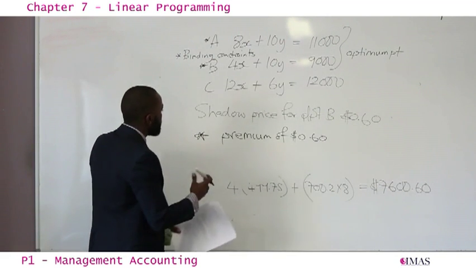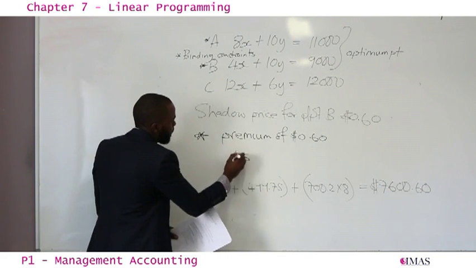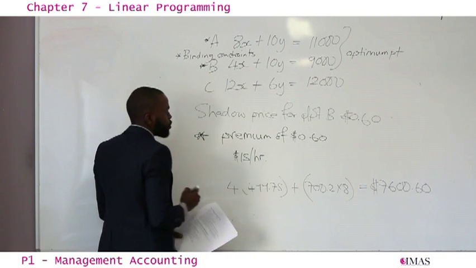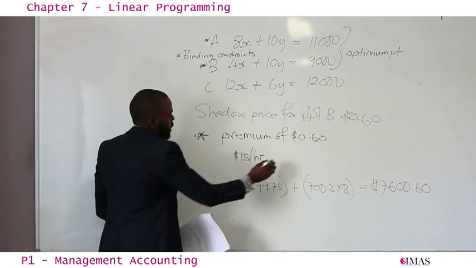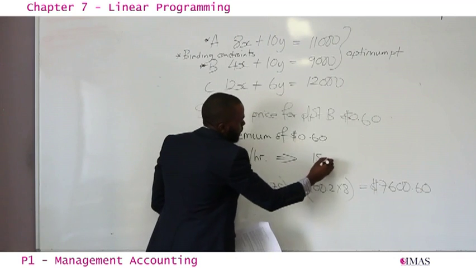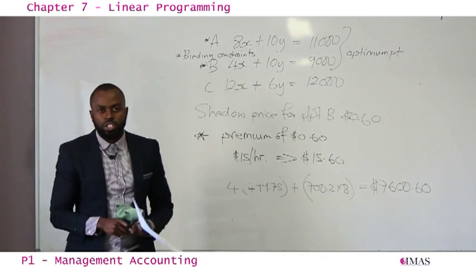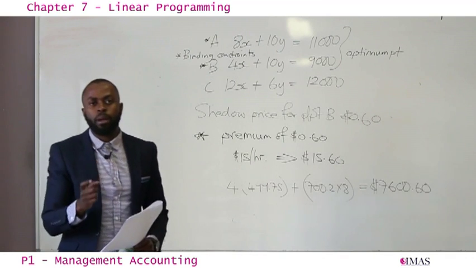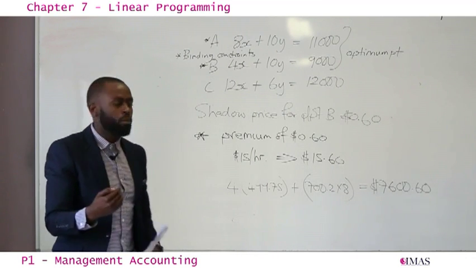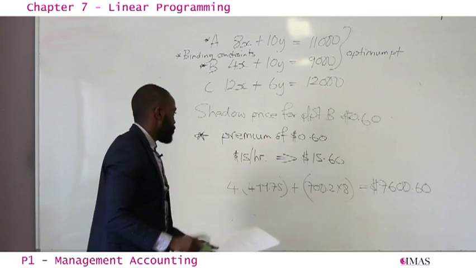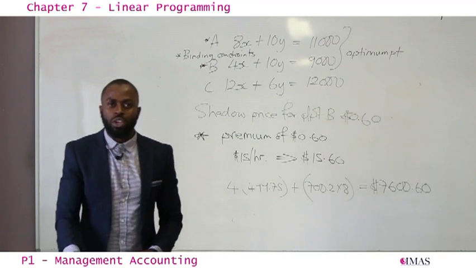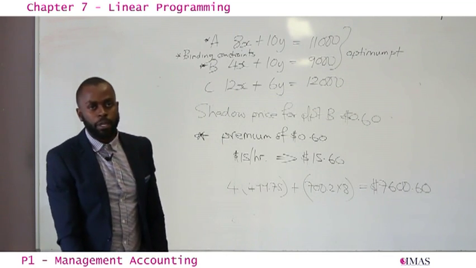So for Department B, if we spend $15 for every hour, then we are prepared to pay a maximum of $15.60. So the shadow price here, we can explain it as the premium, the amount over and above the normal amount that we would pay. So it's the premium that we would pay to get 1 more hour in Department B.